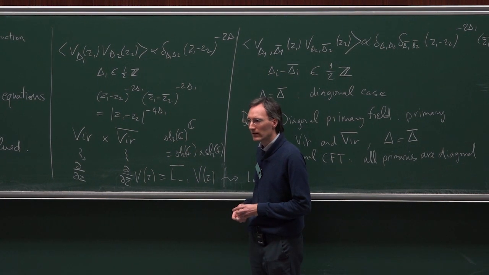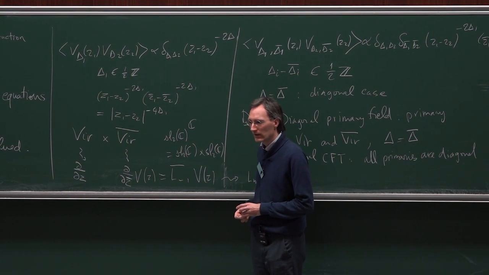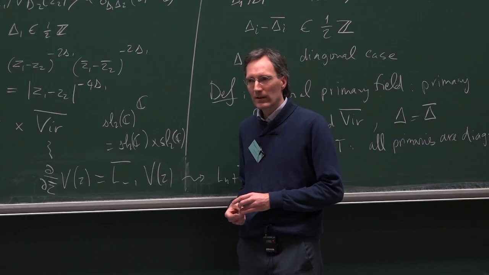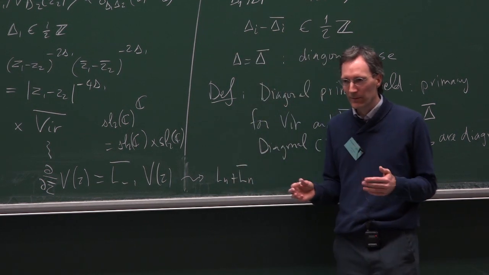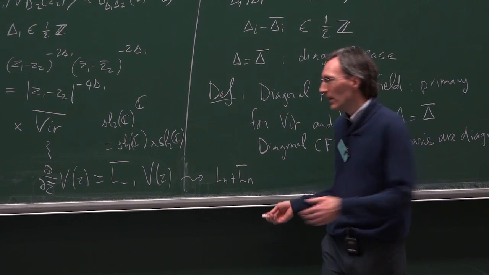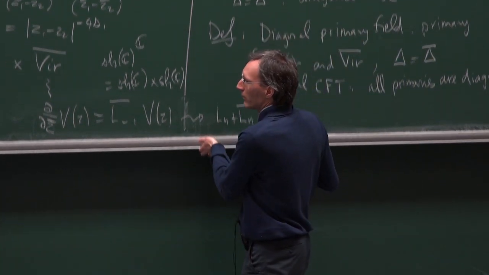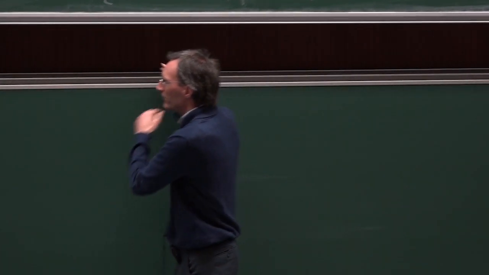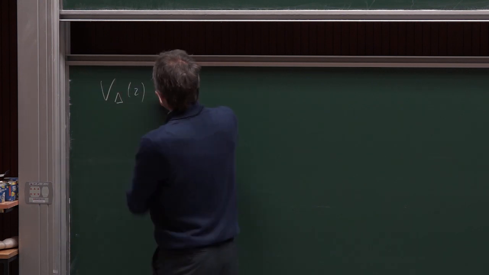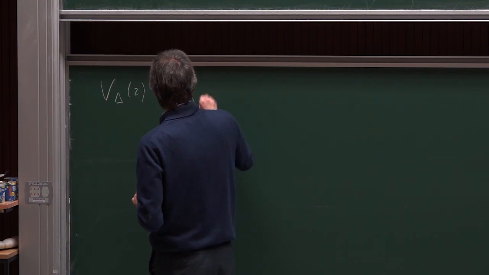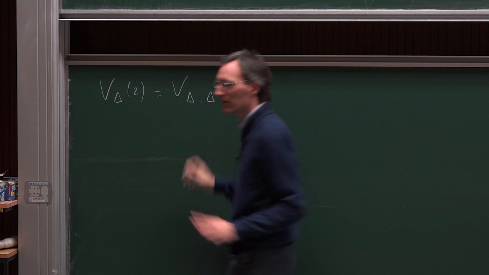So we can have descendants that have different conformal dimensions, delta and delta bar. The question is whether descendants can have different conformal dimensions, and yes, the answer is yes. You can start with a primary field. Let's say we start with a diagonal primary field. Let me call it V delta of Z. If I write V delta of Z, implicitly it means a diagonal primary field with the same dimensions on the left and on the right.